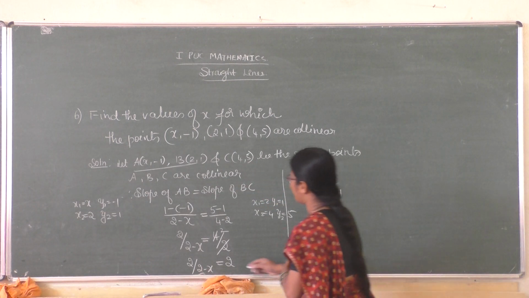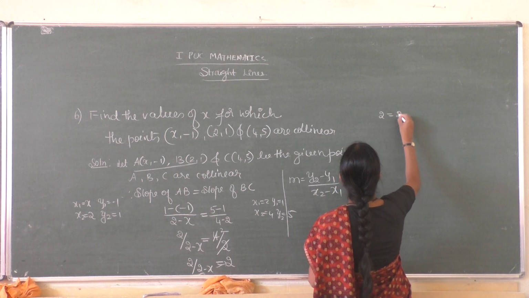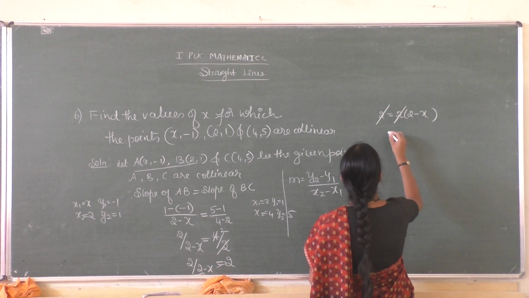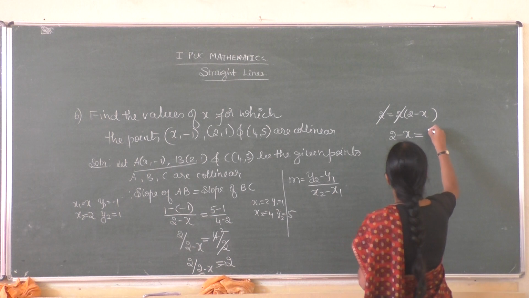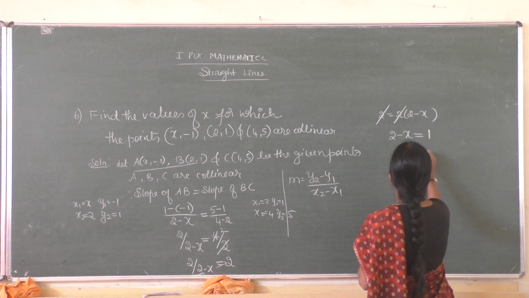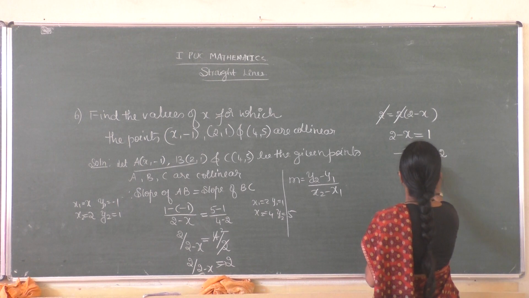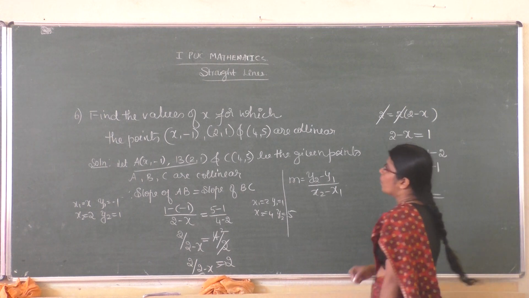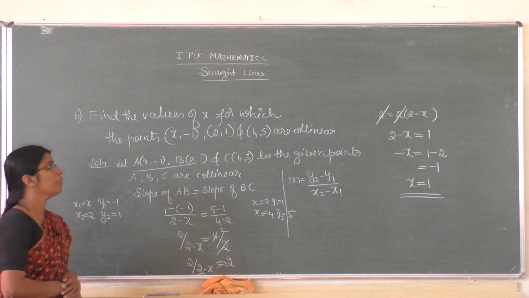Now cross multiply, that is 2 is equal to 2 into 2 minus x. This 2 and 2 cancel, so 2 minus x is equal to 1. So minus x is equal to 1 minus 2, that is minus 1. So x is equal to 1. Here we get only one particular value. Okay, x is equal to 1.